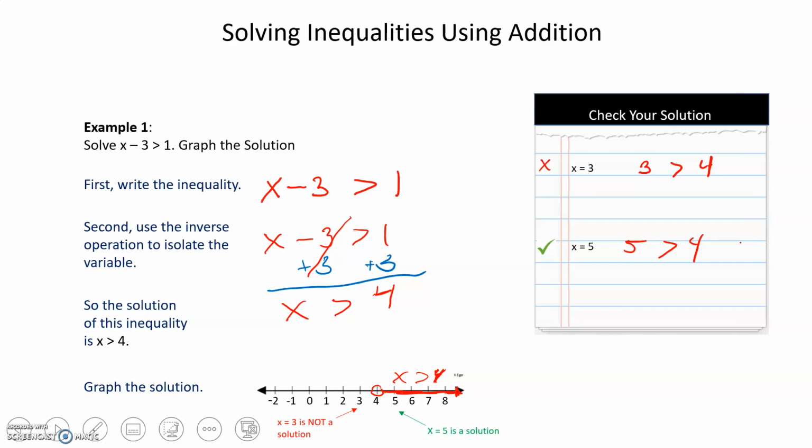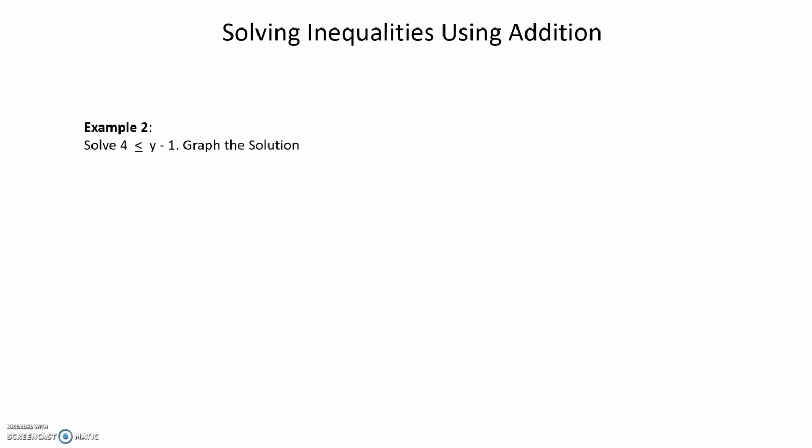Right? Just pick numbers on each side of your circle, or you can even include the circle too, and see if your solution is true. Okay, let's do one more. Okay, so solve 4 is less than or equal to y minus 1.